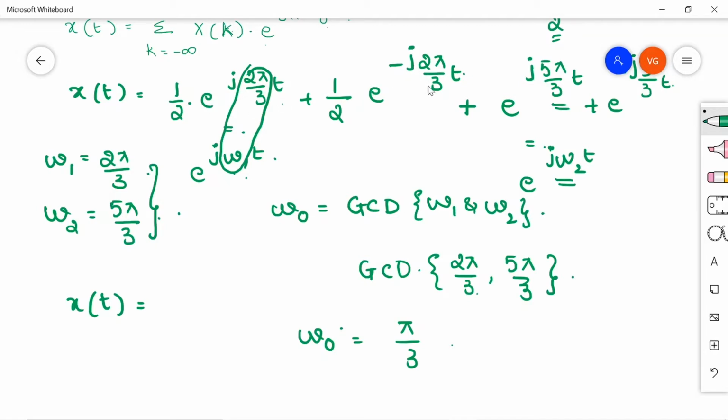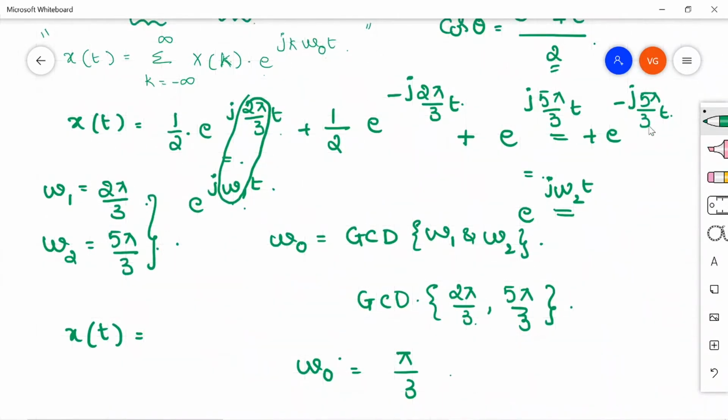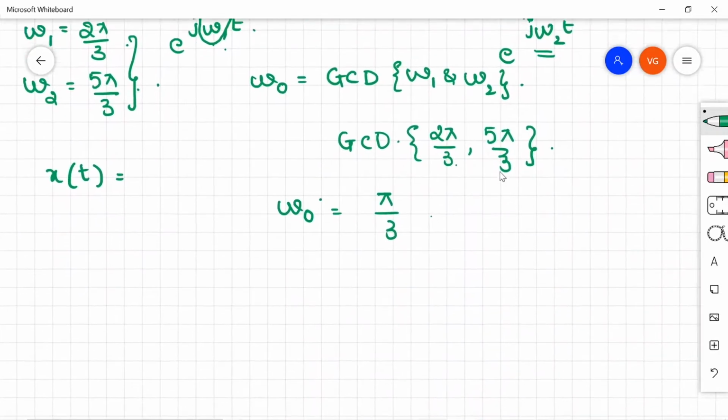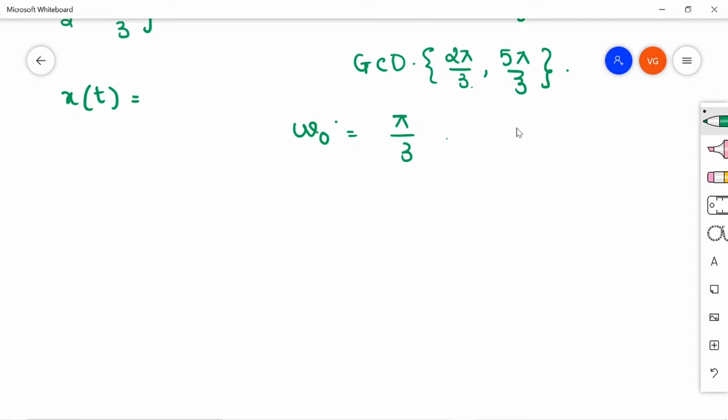This is minus j 2 omega naught t. Right? This pi by 3 you write as omega naught. So e power j 5 omega naught t plus e power minus j 5 omega naught t. So wherever I have the pi by 3 term, I am replacing it with omega naught in the given x of t. So let us do that.